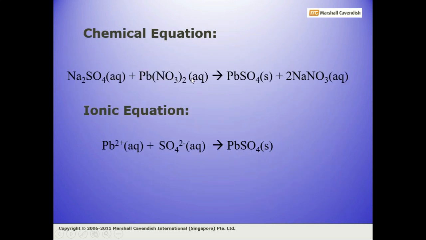So what will be the chemical equation? Sodium sulfate plus lead nitrate, and the products are lead sulfate and sodium nitrate. You can see here it is S, that is solid. It means lead sulfate, that is precipitated out, is represented by S. The other solutions are of soluble salt, therefore they are represented with AQ, that is aqueous.